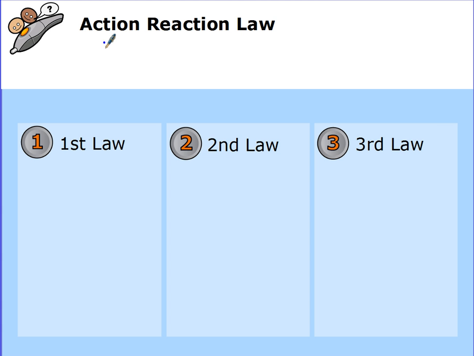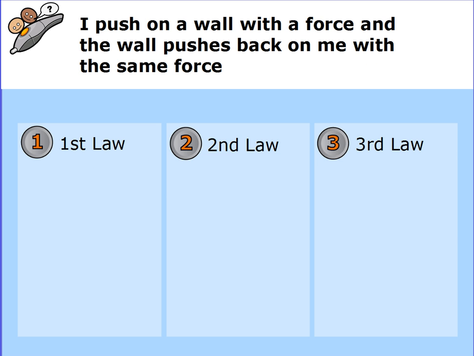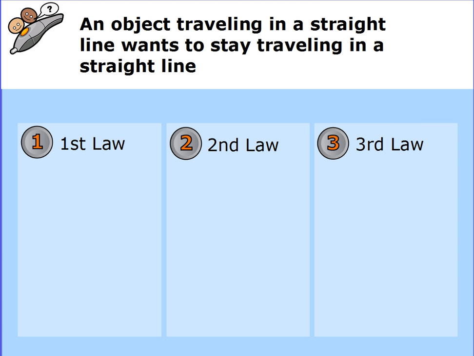The action-reaction law is the third law. F equals ma, second law. Let's see, an object at rest will stay at rest unless acted on by an outside force. We know that to be the first law. I push on the wall with a force, and the wall pushes back at me with the same force. That's the third law. You can always tell third laws because there are two objects, and the forces are the same, but in opposite directions.